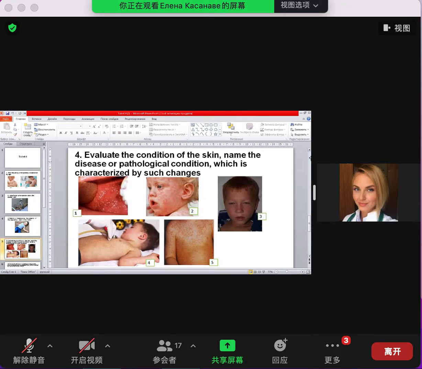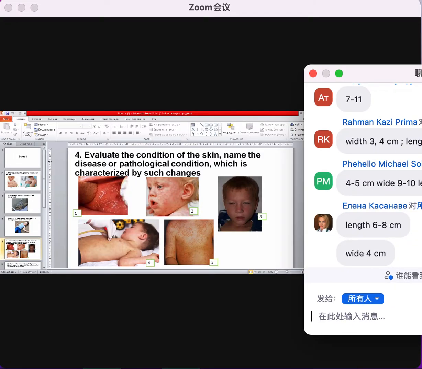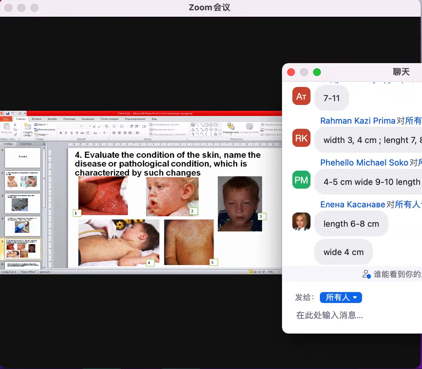What is this? Measles. Measles, yes. What is number one? Complex spots. Yes, complex spots. Then number two. Measles rash. Yes, skin rash. Yes, and the face at the first days of the rash. Yes.